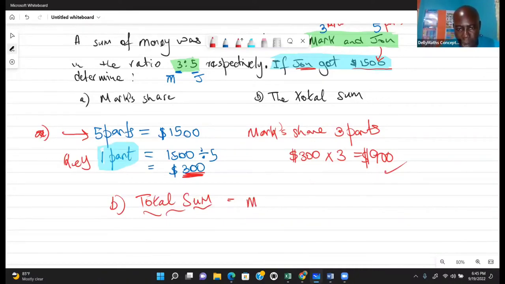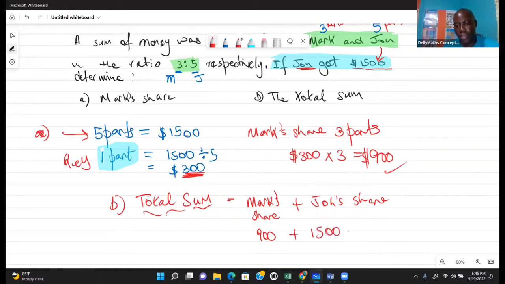We're going to add Mark's share plus John's share. We could just do that, which will be Mark 900 plus John 1,500. And then I think this is going to land us some 2,400. Let me write that better. Some 2,400. That is actually the total sum. And it can be done another way.